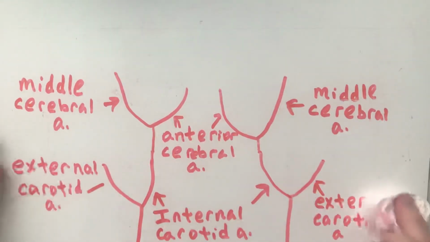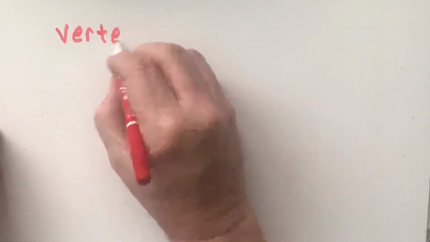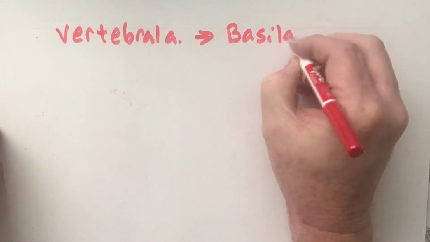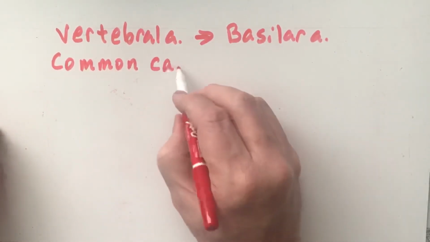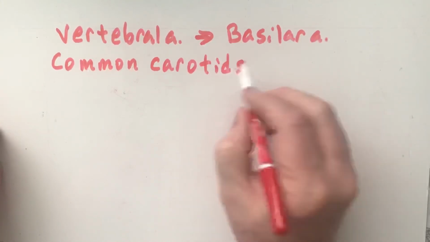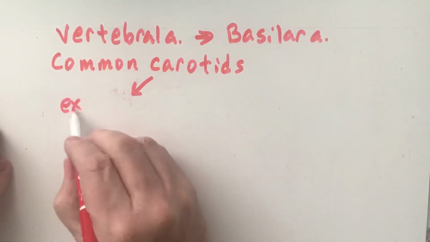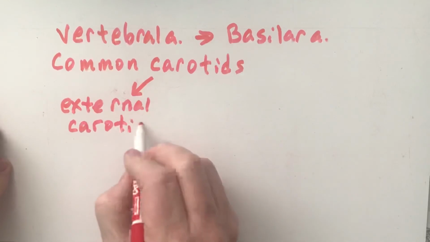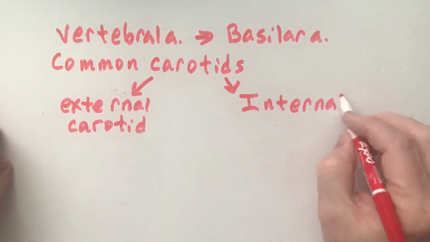Okay, so just to reiterate and to summarize, it's going to be like this. My two vertebral arteries come together to make the basilar artery. My common carotids split into the external carotid and my internal carotid.